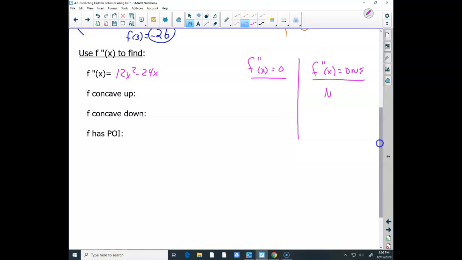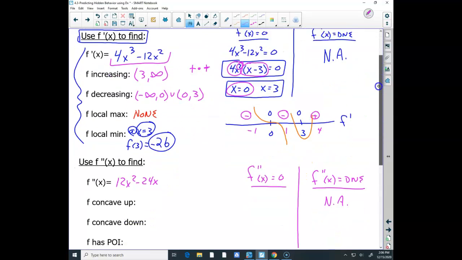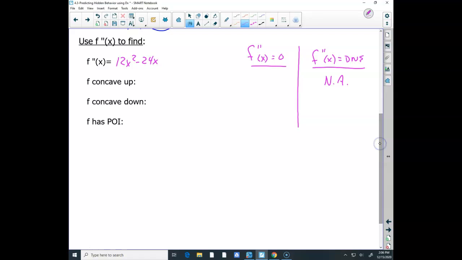Well, here again, this does not apply because it was a polynomial. Okay, my original function up there, polynomial, they're smooth and continuous everywhere. When does it not exist? Well, I'm going to take my 12x squared minus 24x, I'm going to set it equal to 0. And when I factor it, 12x multiplied by x minus 2 equals 0. So I know I have potential points of inflection at x equals 0 and at x equals 2.